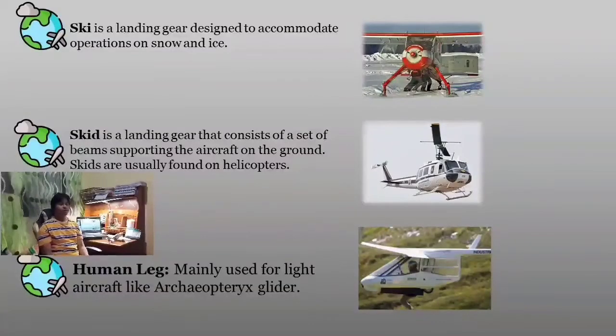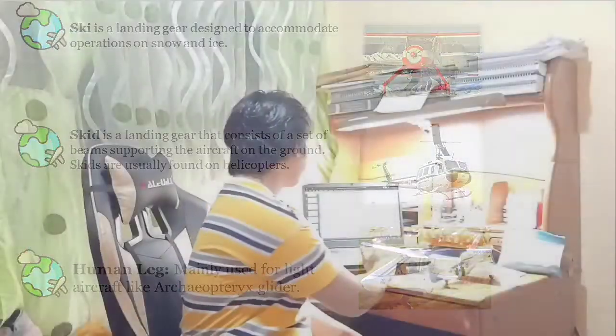Now these are the other types of landing gear. Ski is a landing gear designed to accommodate operations on snow and ice. Skid is a landing gear that consists of a set of beams supporting the aircraft on the ground. Skids are usually found on helicopters. Human legs, mainly used for light aircraft, like Archaeopteryx gliders.